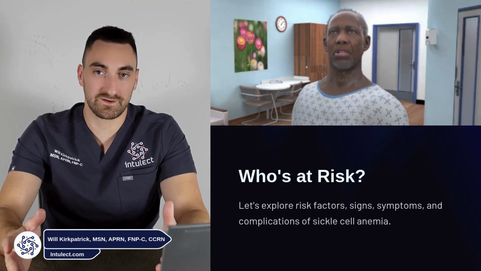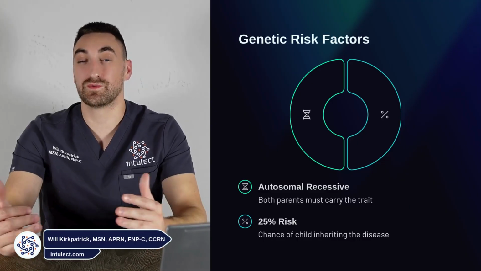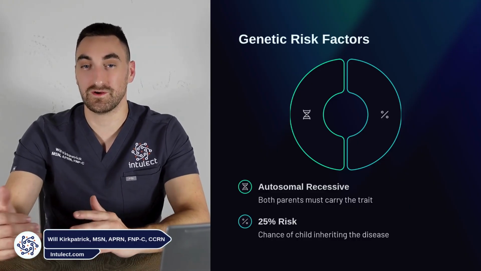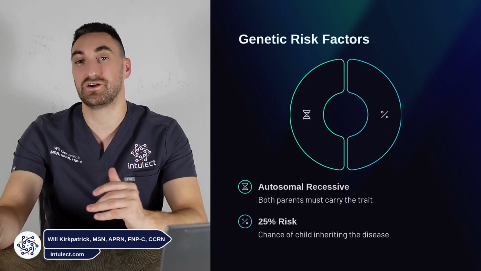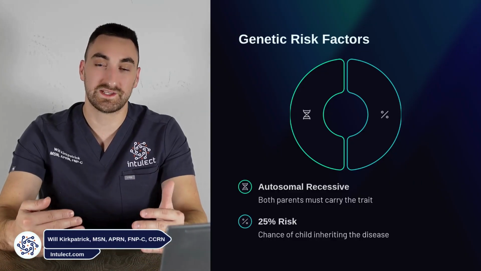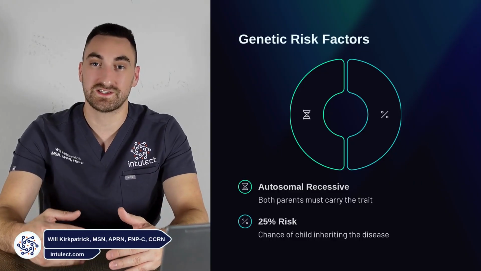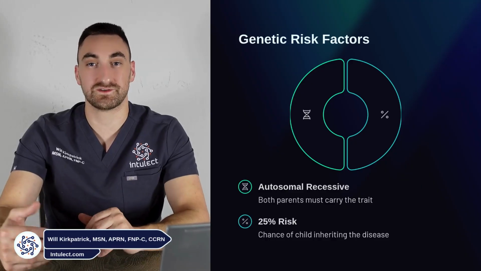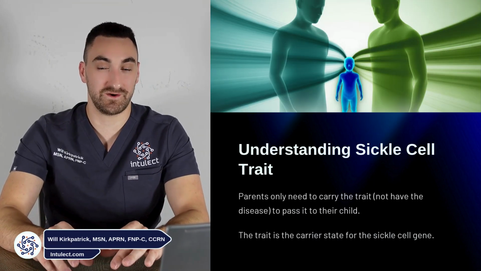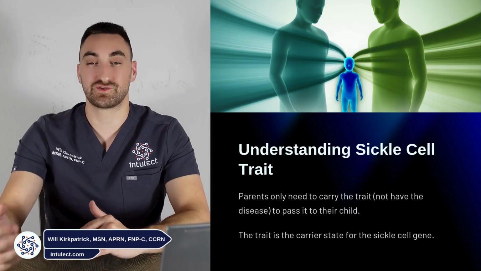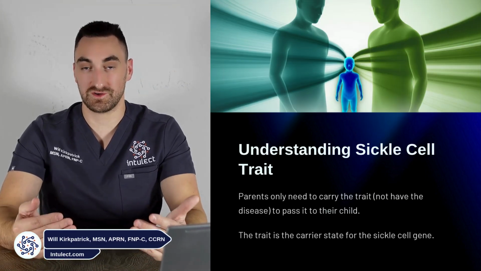So, risk factors. As we mentioned, this is an autosomal recessive blood disorder. Like I said, both parents have to have that gene that is passed on to their child. So it relates to about a 25% chance of that child getting sickle cell anemia. However, the parents themselves do not have to have sickle cell anemia, they just have to have the trait. And this is called the sickle cell trait.